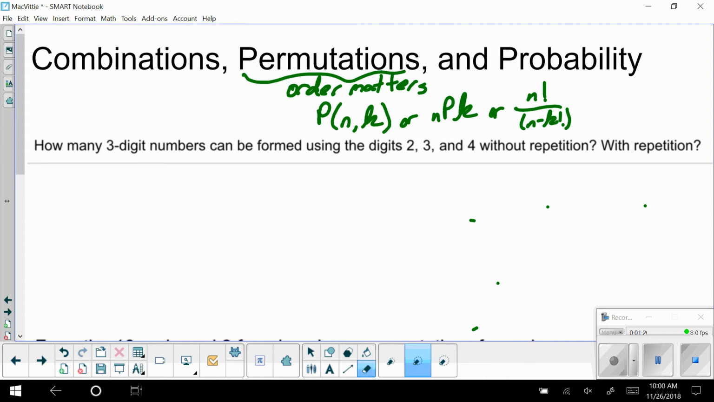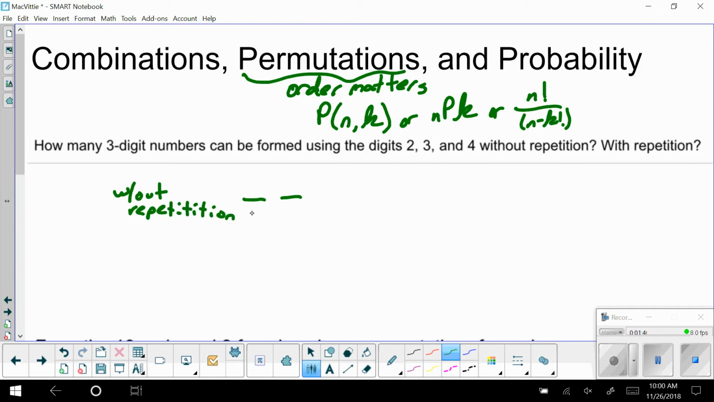And where we see this would be, for example, in the problem where you were being asked how many three-digit numbers can be formed using the digits 2, 3, and 4 without repetition. So with permutations, a lot of times people like to draw. So this is without repetition.